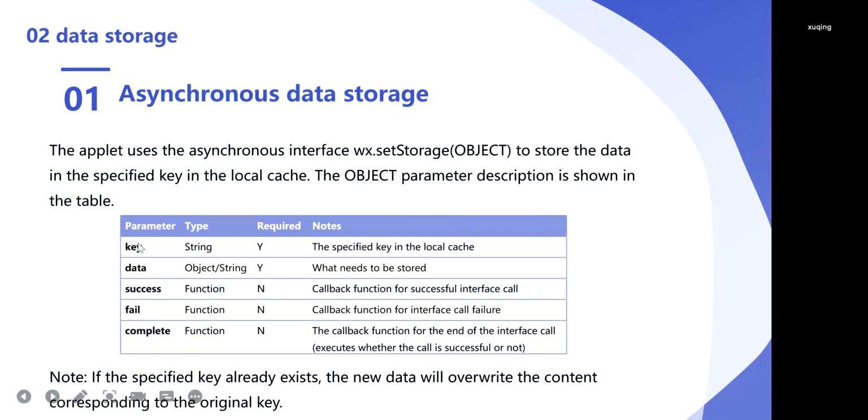We have the parameter key to note the specified key in the local cache. Data is what needs to be stored. Success is the callback function for a successful interface call. Fail is the callback function for interface call failure. Complete is the callback function for the end of the interface call, and it executes whether the call is successful or not. And pay attention, if the specified key already exists, the new data will overwrite the content corresponding to the original key.